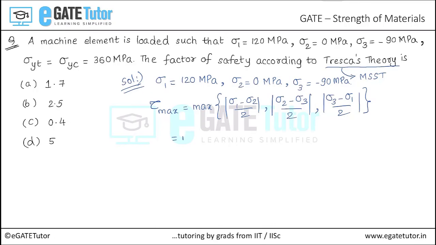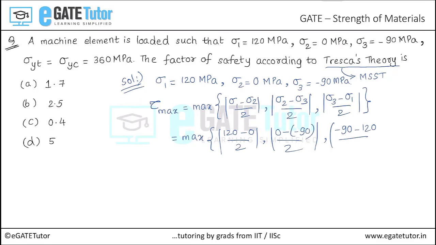So now let us substitute the given values here. 120 minus 0 by 2, 0 minus minus 90 by 2, minus 90 minus 120 by 2. So clearly from this we can understand that this is the maximum value. Therefore the maximum shear stress is equal to 210 by 2.